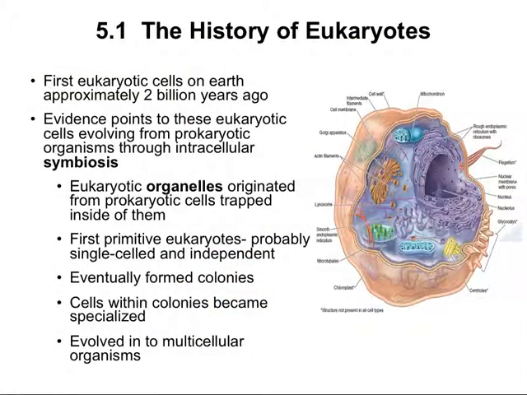So we already have an understanding of how long ago prokaryotic cells evolved, and that was about 3.6 billion years. So it was 1.6 billion years until the first eukaryotic cells on Earth came about. They came about 2 billion years ago. Now, evidence points that these eukaryotic cells evolved from prokaryotic organisms through intercellular symbiosis or endosymbiosis. You probably learned about this in your general biology course.